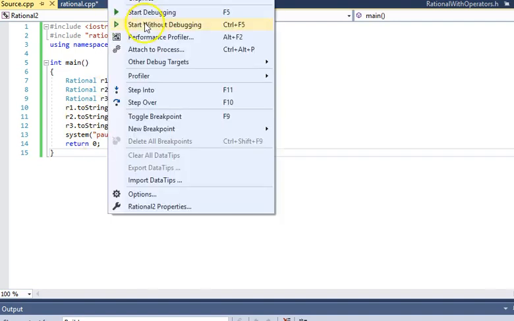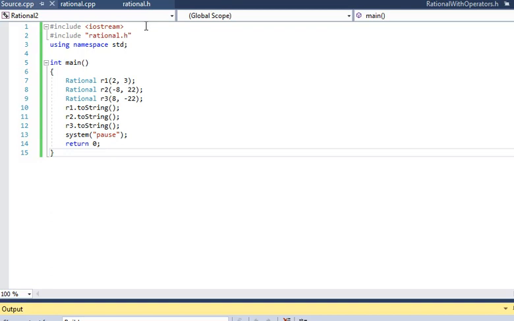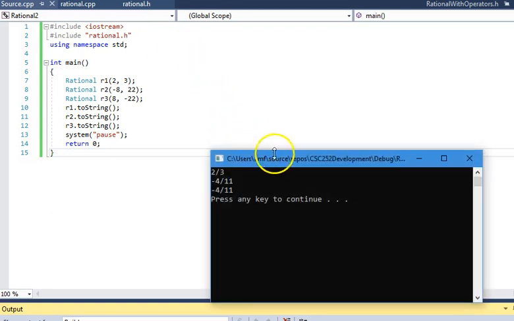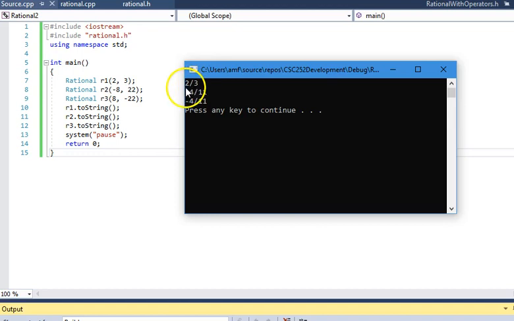So let's take a look at this and see the output. Here is the output. So 2/3 is left as 2/3. -8/22 is reduced to -4/11. But notice R3, which was 8/-22, is reduced to -4/11, and also the negative is moved and attached to the numerator.